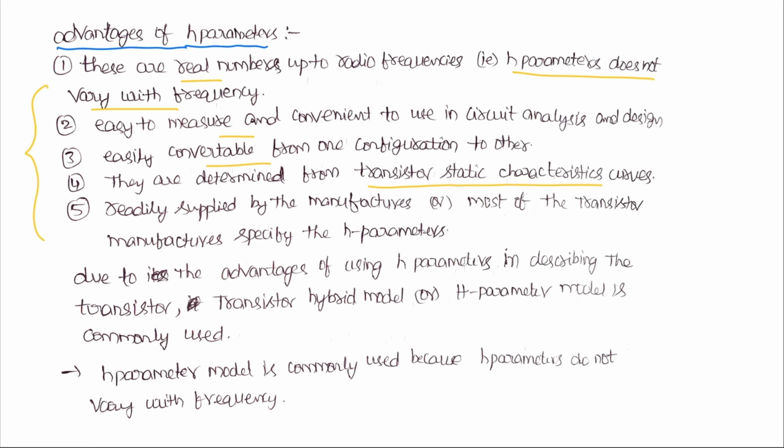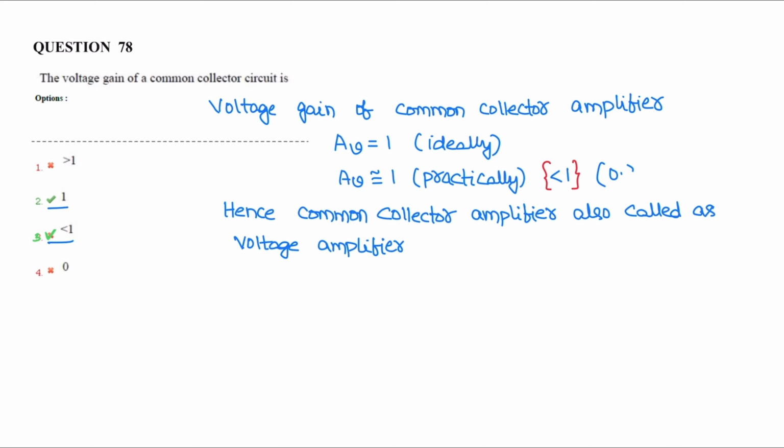The voltage gain of common collector circuit is, if the common collector circuit is ideal, voltage gain is 1. If the circuit is practical, it is less than 1. So it is around 0.99 something. Hence, common collector amplifier is also called voltage buffer. So both options are correct, option 2 and option 3 from the key.